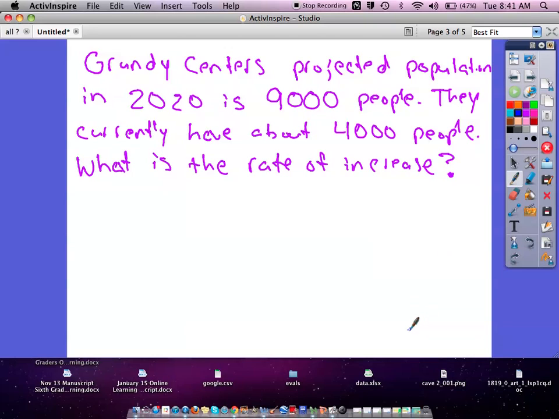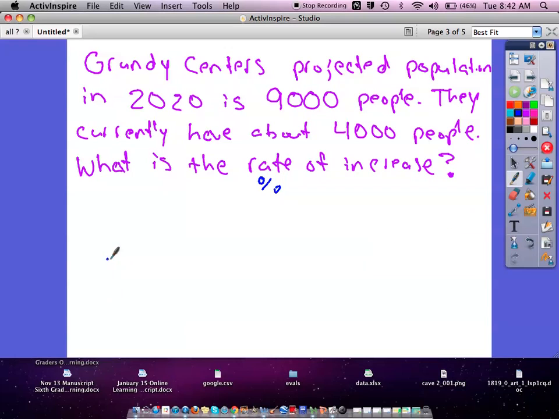Gurnee Center's projected population in 2020 is 9,000 people. They currently have about 4,000 people. What is the rate of increase? What is the percent of increase? That would be like the same thing. Okay. So we need to pick out the numbers that we need here.